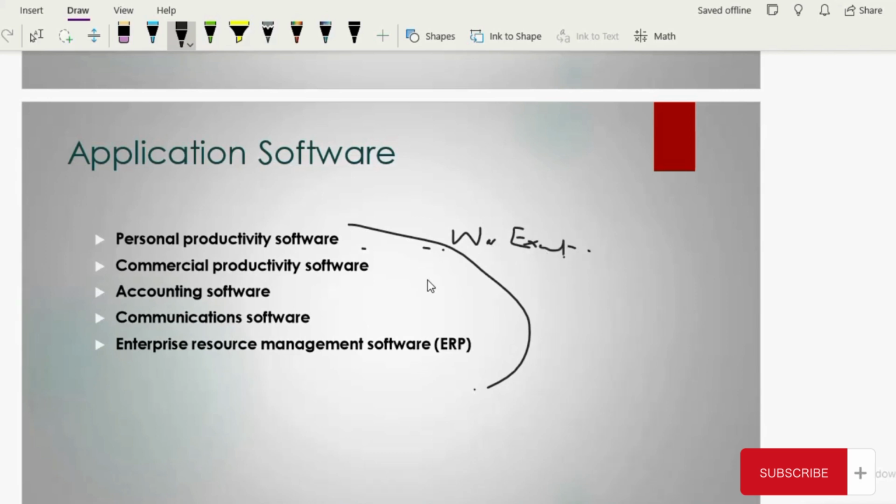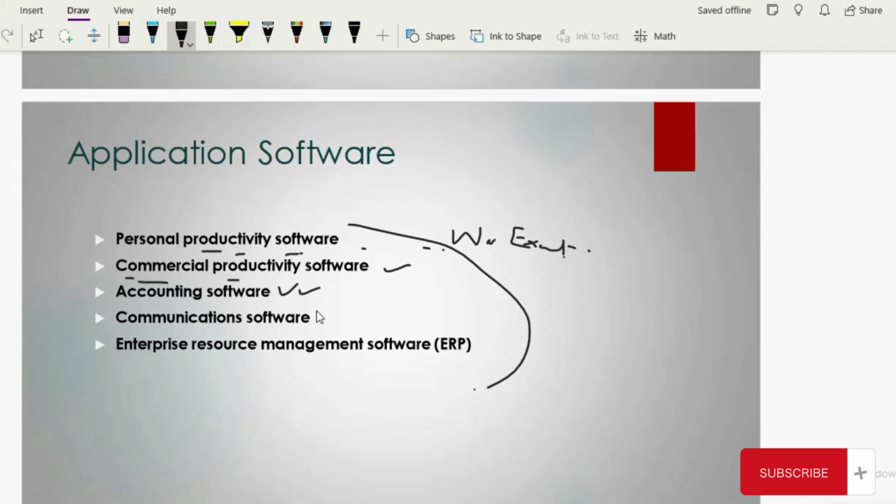Then comes commercial productivity software. These are productivity software which are commercially available. The most common example is project management software. Project managers use CAD software, meaning computer-aided design software. They help you in designing your product or clothing, right? Then comes accounting software. Accounting software performs accounting-relevant tasks like creating records for accounts receivable, payroll, inventory, and creating financial statements.